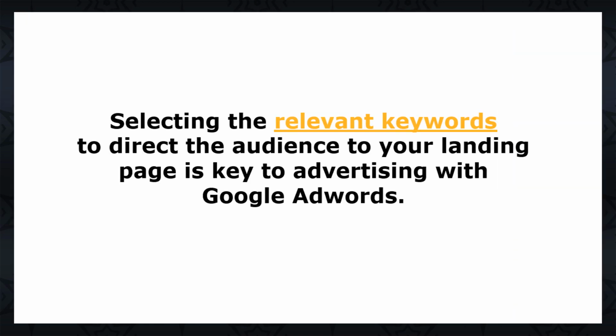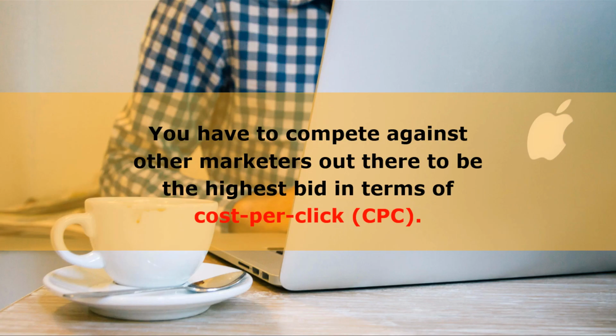Selecting the relevant keywords to direct the audience to your landing page is key to advertising with Google AdWords. As the advertiser, you select a keyword that a searcher might type in when they search for their particular interest on the Google search engine. Then you create an advert that will appear on the SERP based on the keyword or words you choose.